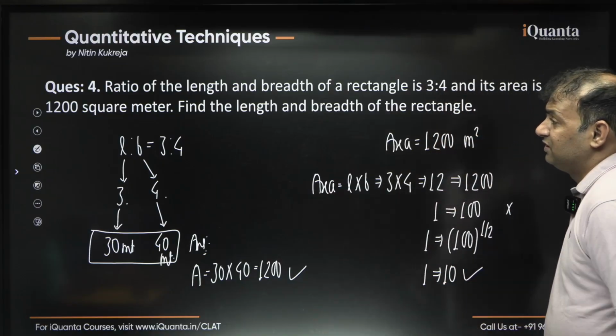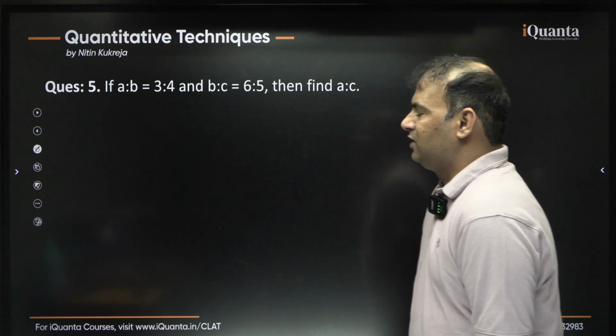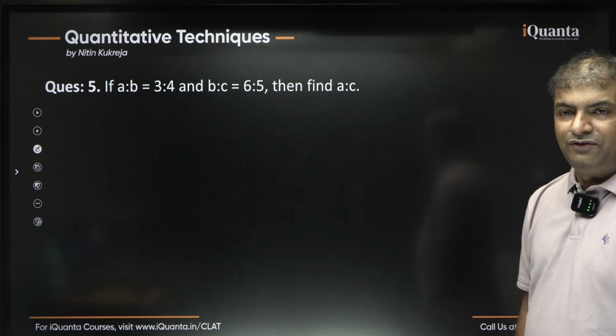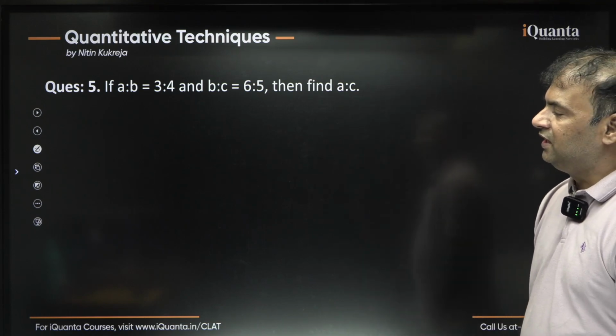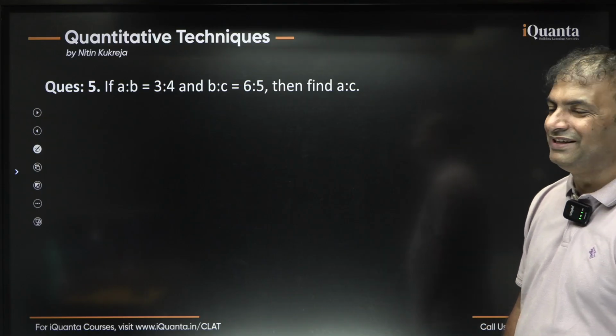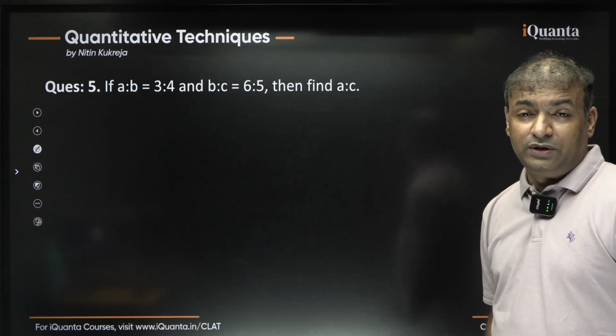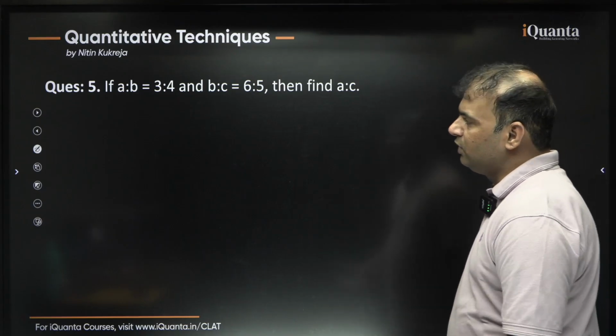Okay, so that was question number 4. Now let's move to the next question, right? Okay, now guys, we are increasing the level a bit. This time they are saying that A is to B and B is to C are given, and we need to find A is to C, all right? So how can we do that? There are again a lot of ways of doing this, and I'll try to explain all the possible ways.